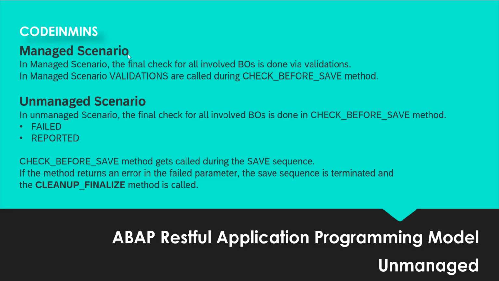So there are two scenarios we already know by now: managed and unmanaged scenario. Managed, we have already seen how it works. So in managed scenario, the final check for all involved business objects is done through the validations. We have already seen this technically as well. And if we want to understand, we can say these validations are called during the check before save method as well. But this method is not visible at that time because that's a managed scenario.